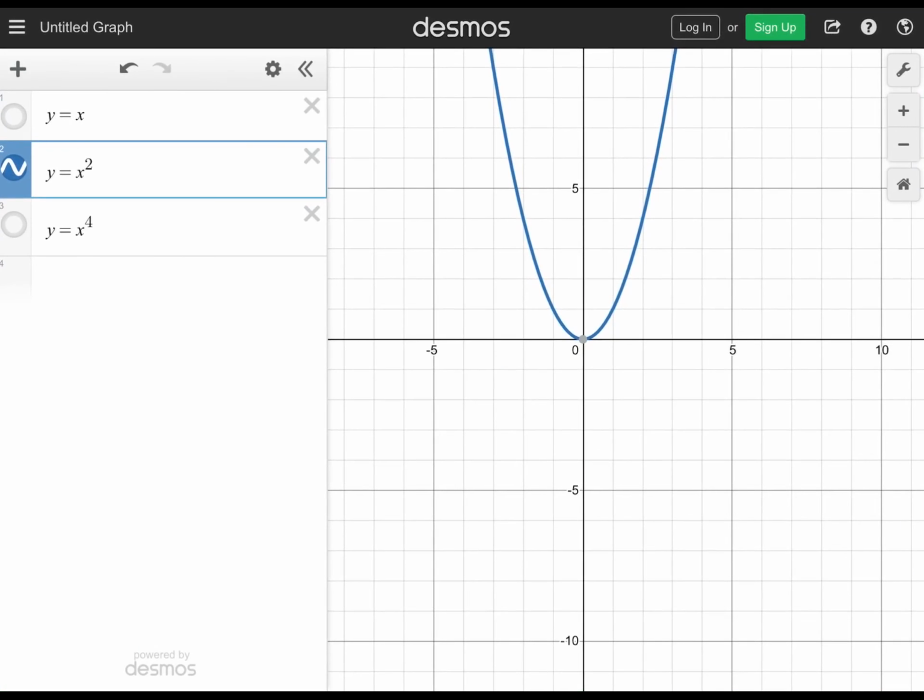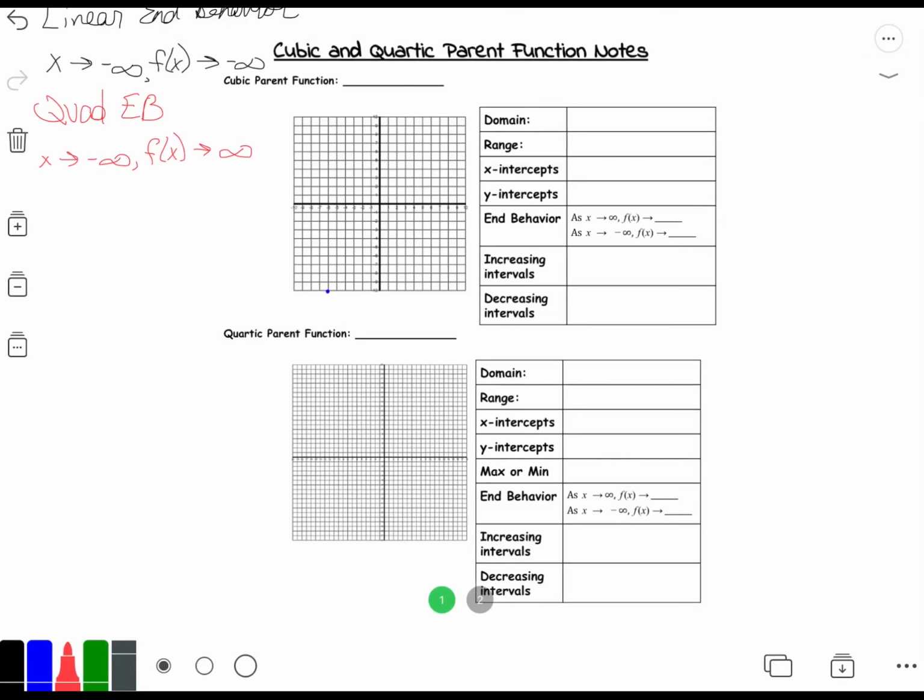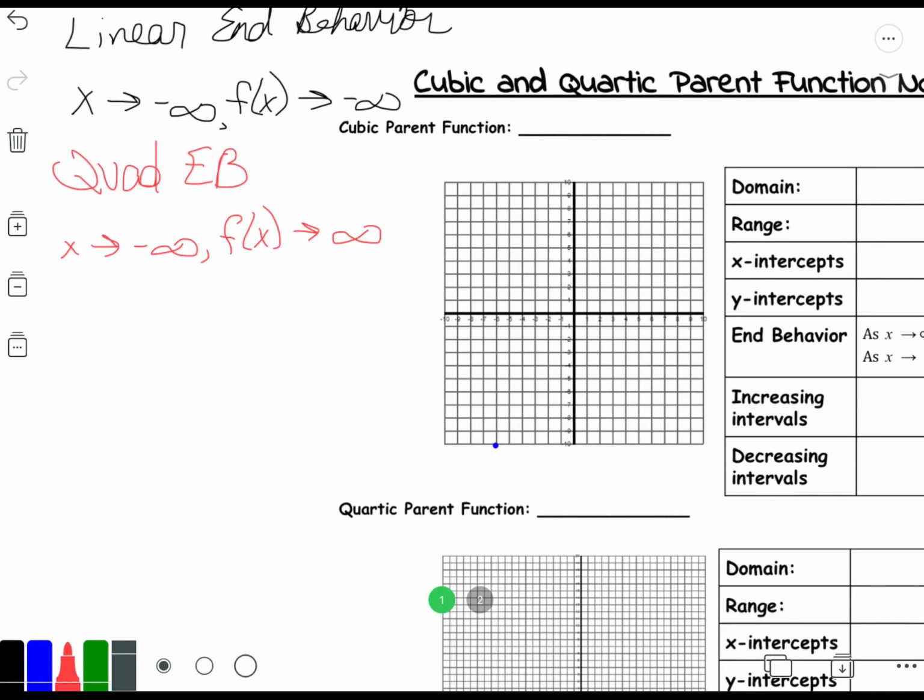Okay, now let's look at the other side. Here, our x values are getting more and more positive, so they're increasing, and our y values are doing the same. So as we write our end behavior here, as x goes to positive infinity, because we were going to the right that time, our y values, our f of x, were going to positive infinity because they were increasing as well.